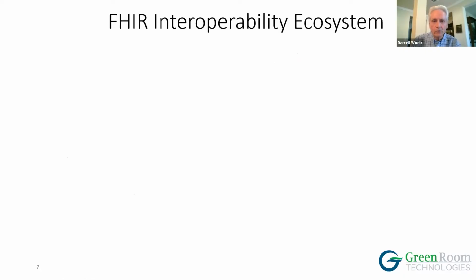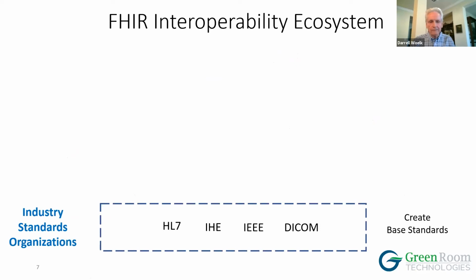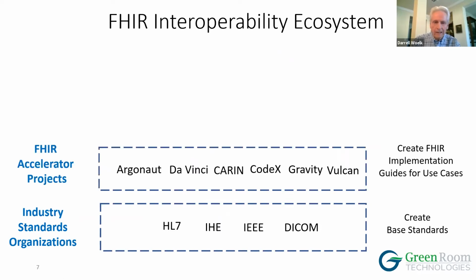So how do we get those rules? Well, it starts out with the industry standard organizations. The primary standard organization for FHIR is HL7. There are 3 or 4 other healthcare organizations that we and HL7 collaborate with in various domains, like DICOM and radiology. And kind of the next level then are FHIR Accelerator projects.